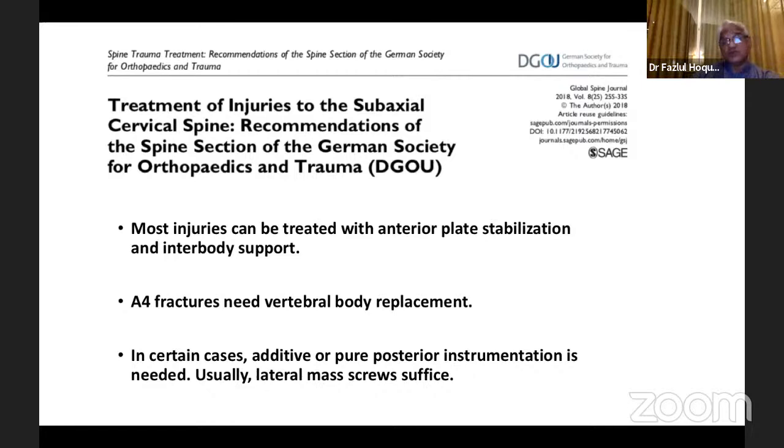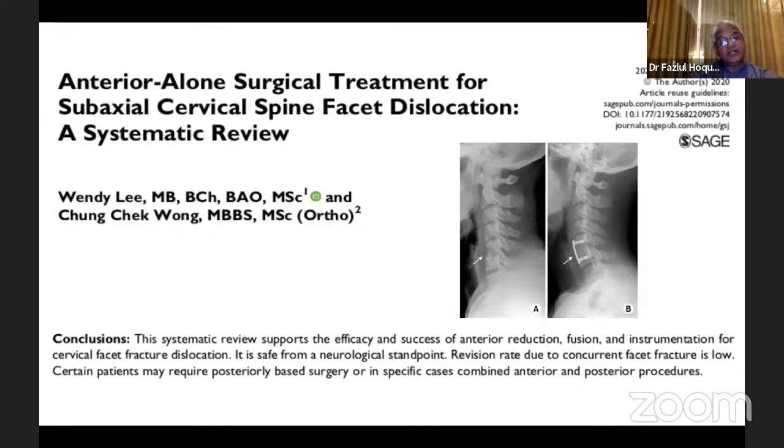Another issue is anterior-alone surgical treatment for subaxial spine facet dislocation. This is a systematic review article. It also gives support for the efficacy and success of anterior reduction, fusion, and instrumentation for cervical facet dislocation, using only the anterior approach. It is safe and favorable from a neurological standpoint. Failures due to concurrent facet fracture are low. Certain patients may require posterior-based surgery in specific cases. A combined anterior-posterior procedure may be needed.